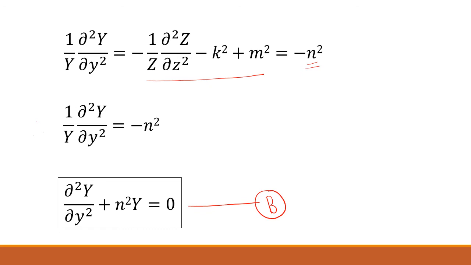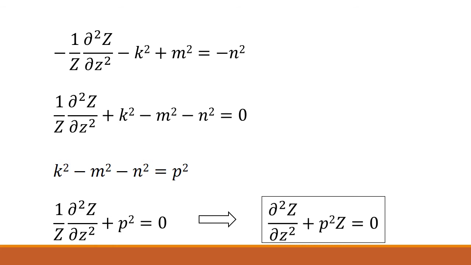Now here again I'll consider the right hand side of this equation. So this equation can be equal to this, which is equal to minus n squared. Here I'll just remove the minus sign. By rearranging, you can write this equation like this. Here we consider this part, because k squared is a constant, m squared is also a constant, and n squared is a constant. So for simplification, you can write this total quantity equal to one constant, suppose p squared.